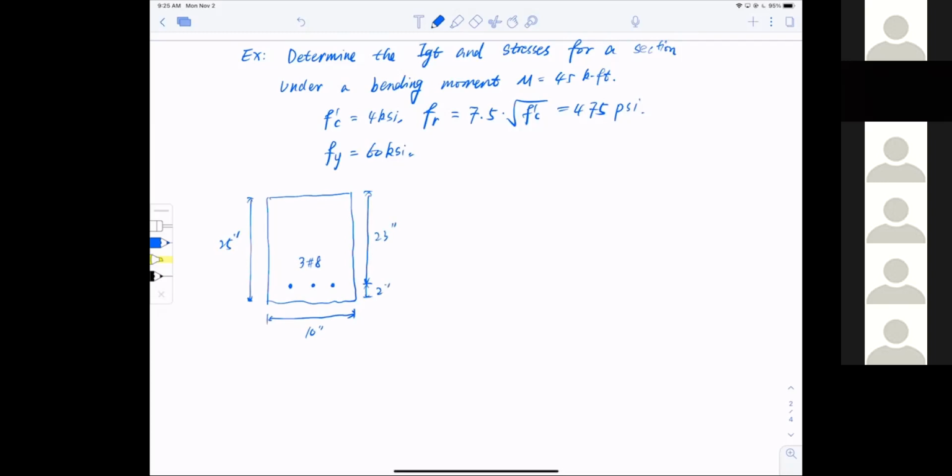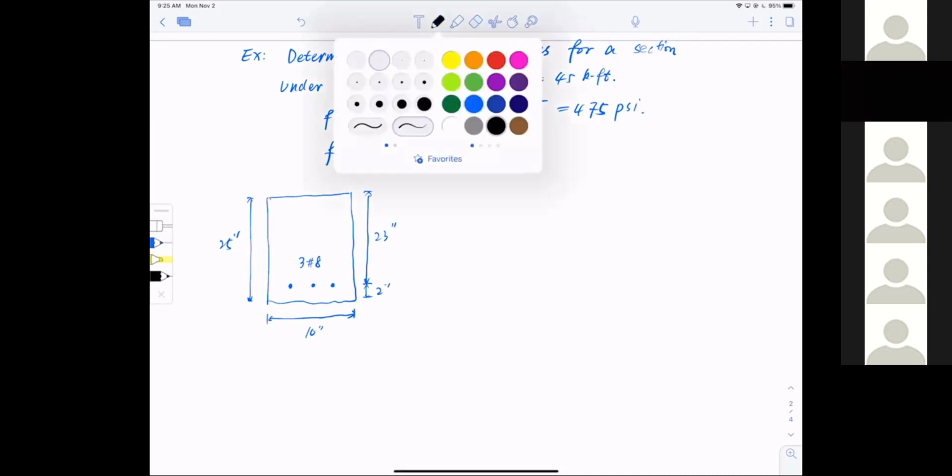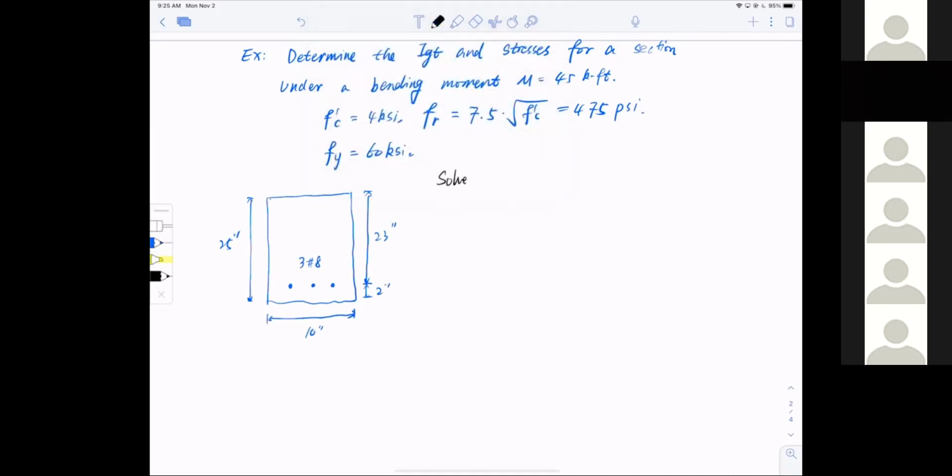So how to solve it? First things first, I know I'm going to have 2 stages. First, I want to take a look at the uncracked section, solution one. To get the uncracked section, I need to transform. So I'm going to draw out the transformed section. This is the major block from the rectangular section, and I have these little wings.